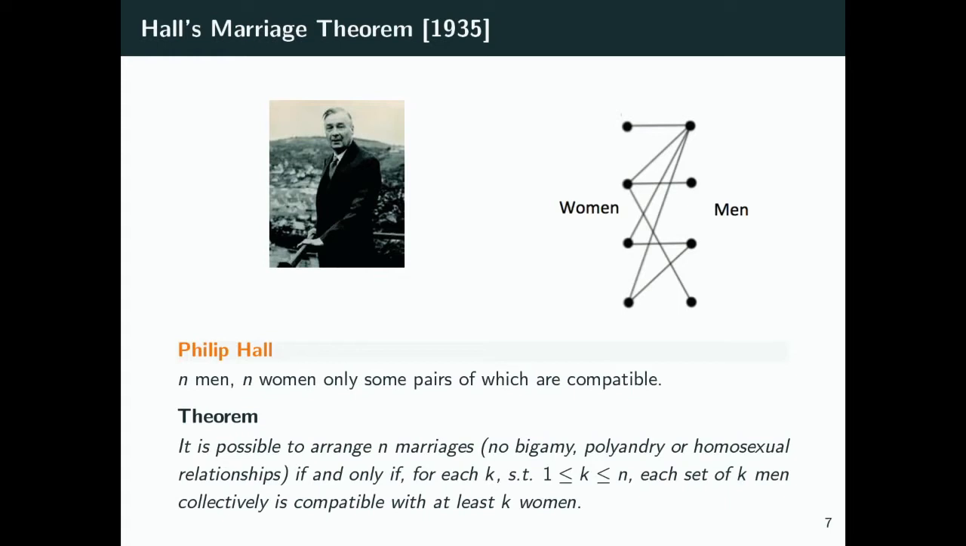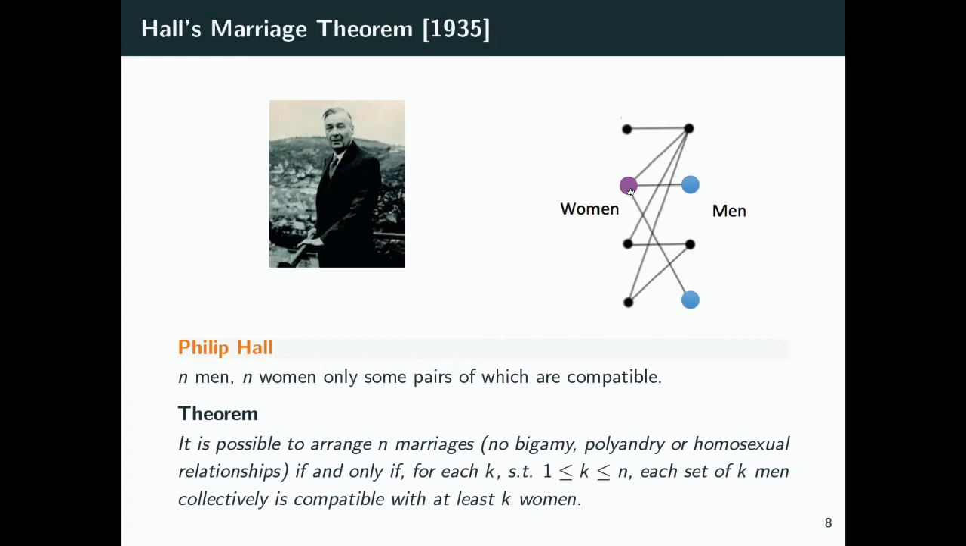So what does this theorem say? Suppose we have n men and n women, and an edge between a woman and a man means that they're compatible. And the question is to characterize when it's possible to come up with n marriages, to match every woman with one man, a one-to-one matching. So the marriage theorem, as I'm sure many of you know, is that it's possible to do this if and only if, for every set of k men, they're collectively compatible with at least k women. So for example, here, these two men are compatible with only this one woman.